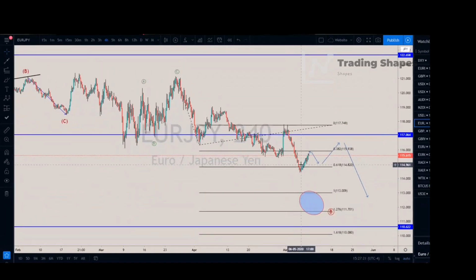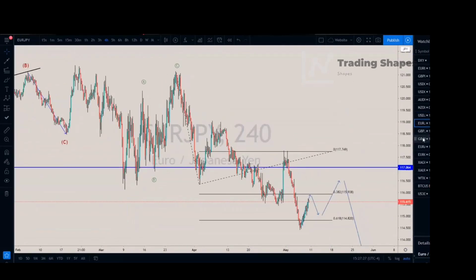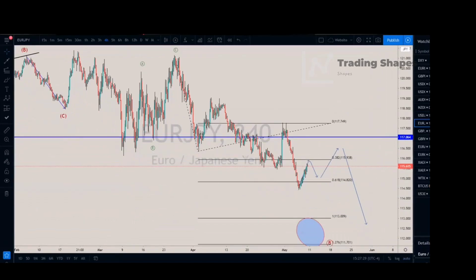EJ, do not short now. Wait for this correction to happen. Same like here. Same here. They'll try to collect as many orders as they can, and then drop to this zone. So expect a correction for this wave.